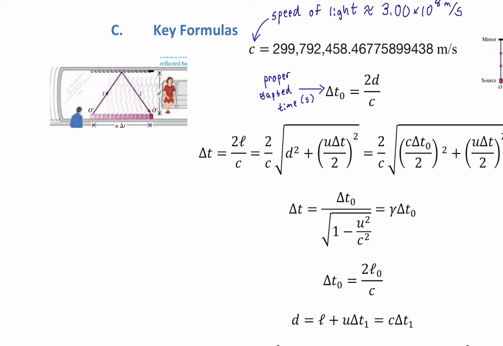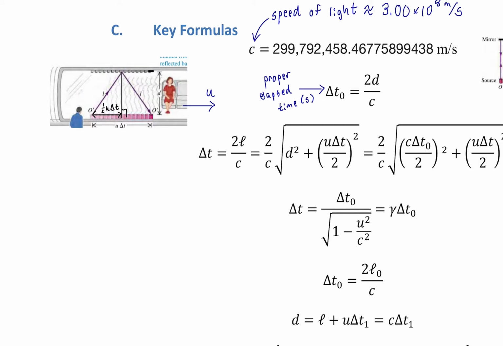So in this case, the path that's taken is not 2D, but instead 2L, where L is the hypotenuse of this triangle right there, okay? And we can see that the base of that triangle is half the isosceles triangle, and it's 1/2 u times delta t. Why 1/2? Because it's half the base of the full isosceles triangle. And why u times delta t? Because u is the speed of Mavis's train, the relativistic speed, and delta t is the elapsed time in Stanley's reference frame.